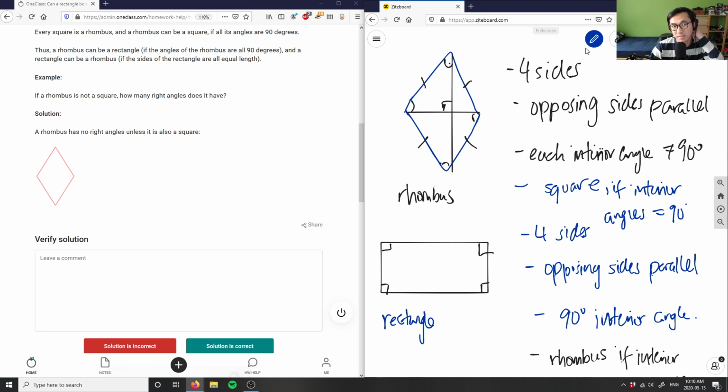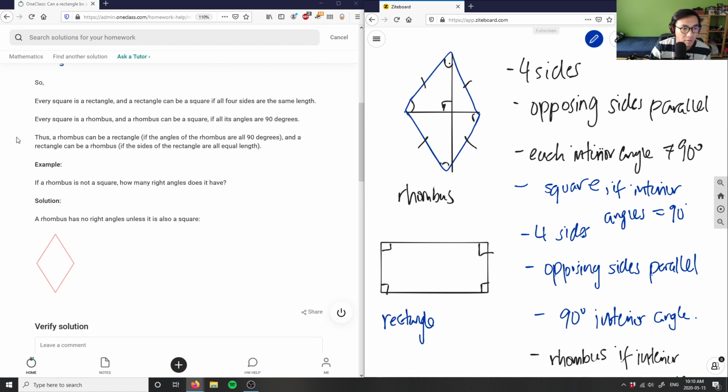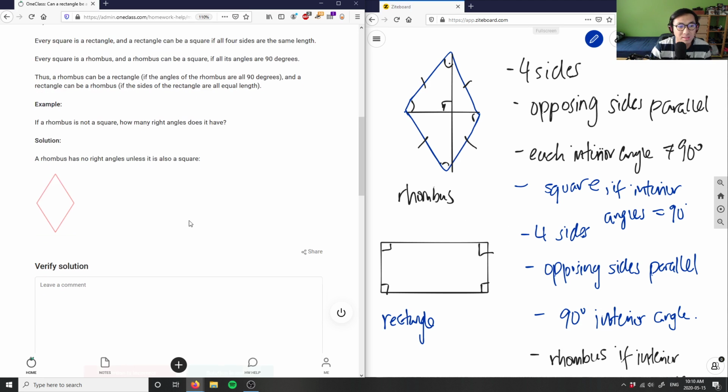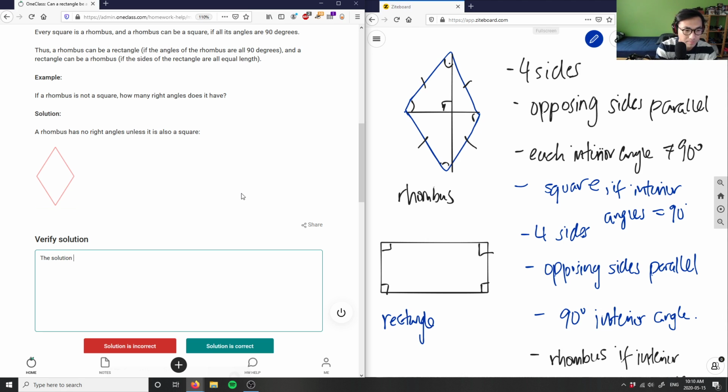So a rhombus here can be a rectangle only if, so this statement here is wrong, right? It says, thus a rhombus can be a rectangle if the angles of the rhombus are 90 degrees. If they are, it actually becomes a square. So we would actually have to modify this side length for us to make this a rectangle. And a rectangle can be a rhombus if side lengths are of equal length, but if they're equal length, then it becomes a square, right? So it depends if I modify these side lengths. So I'm going to say the solution here is incorrect because their last statement is no good.